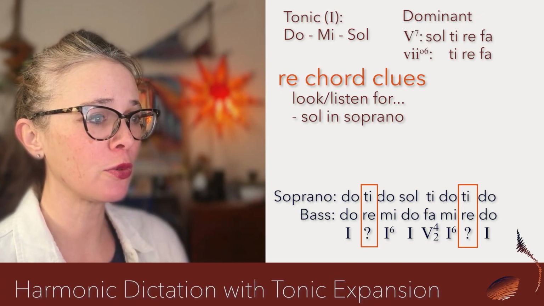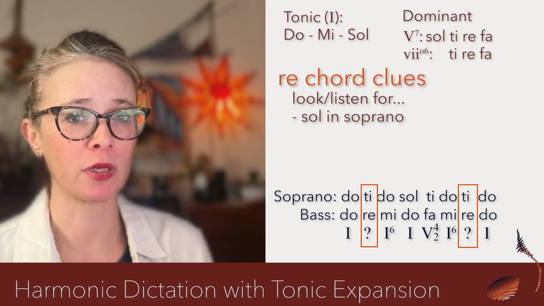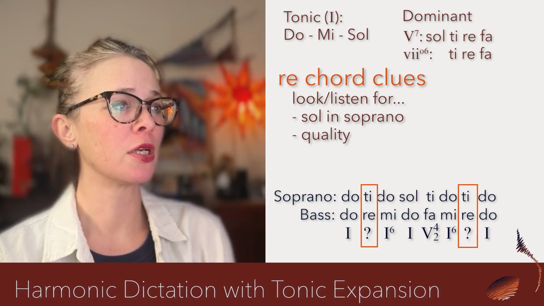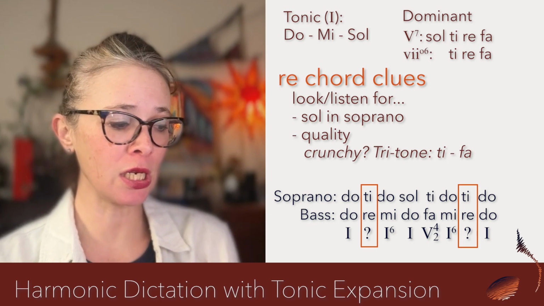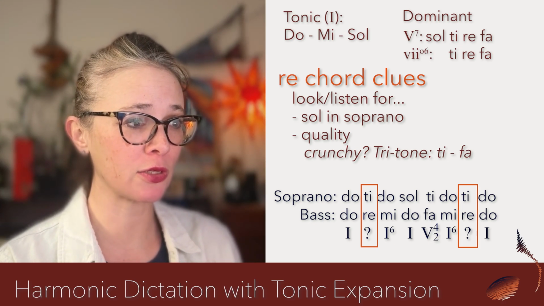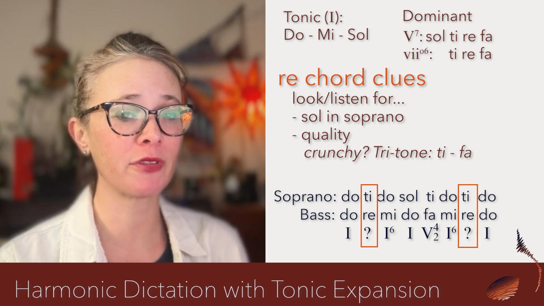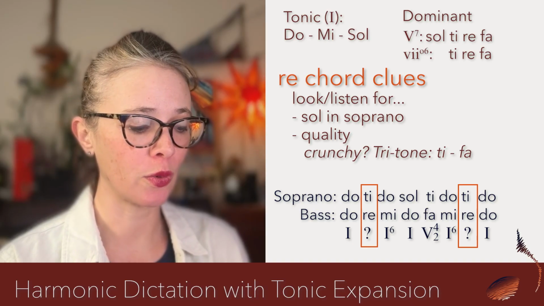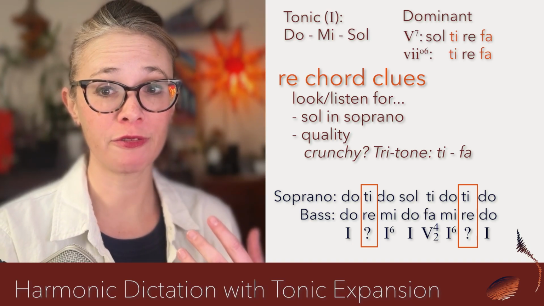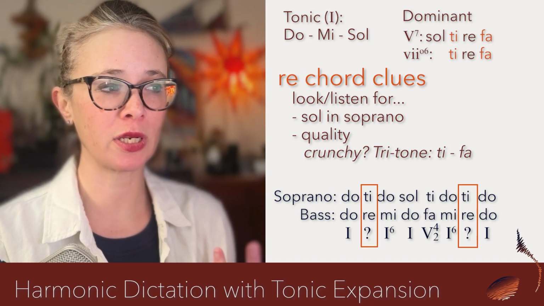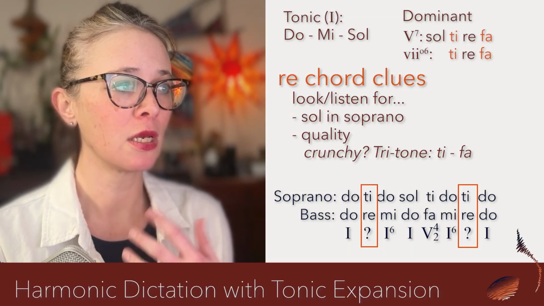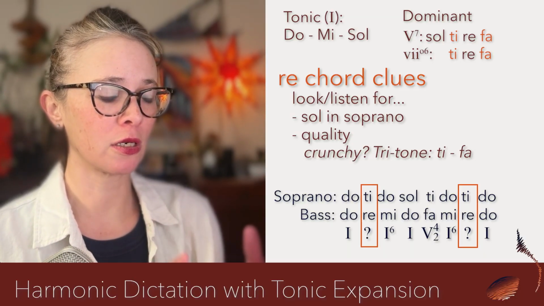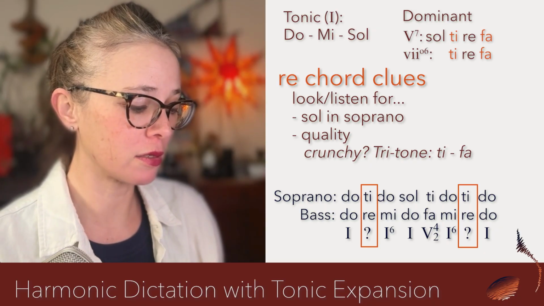Do we have any clues? A big clue with the re chords is if we had sol in the soprano, which we don't. So now we have to listen for quality. Is it crunchy, which would be your 7 diminished 6 or your 5/4/3? They both have the tritone. So ti to fa is your tritone interval. That does not exist in the 5/6/4, so it's not as crunchy. So if you have that, those are crunchy versus not crunchy.